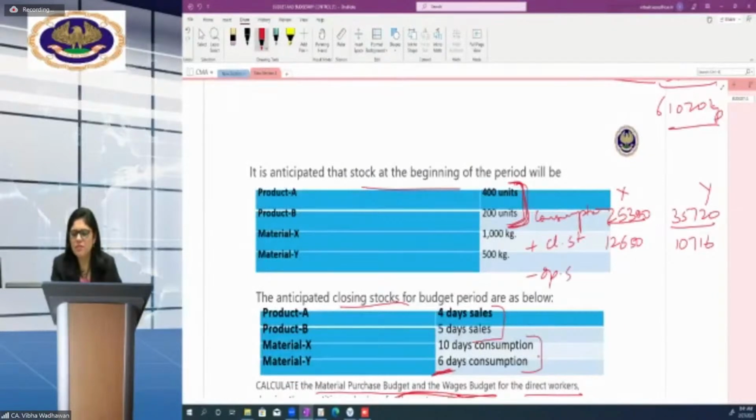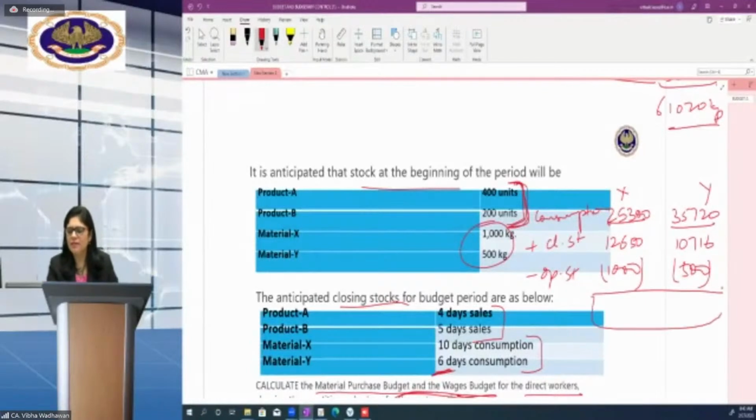Minus opening stock. Opening stock is already given: 1,000 kgs and 500 kgs. Opening stock is always a deduction. All right. So we will get the raw material purchase budget. Can I have the raw material purchase units, please? Okay, very good. Can I have the raw material purchase? This is the purchase budget we have calculated. All right. Quickly tell me the raw material purchase budget.